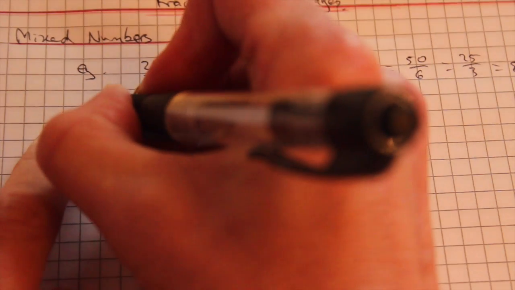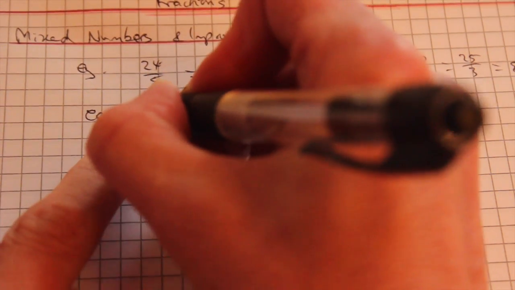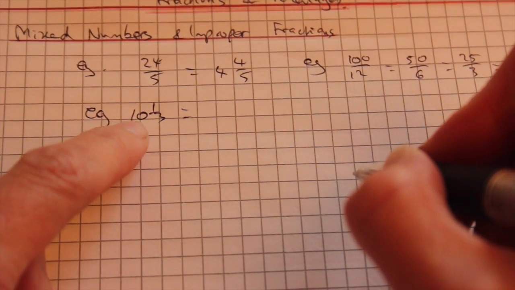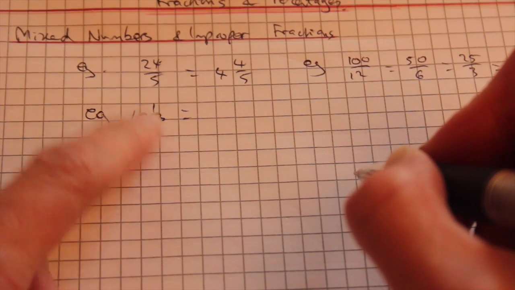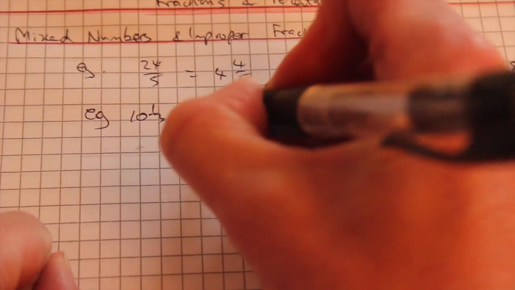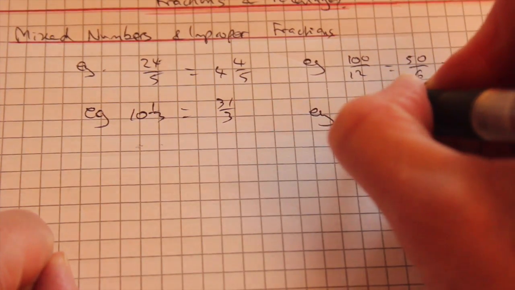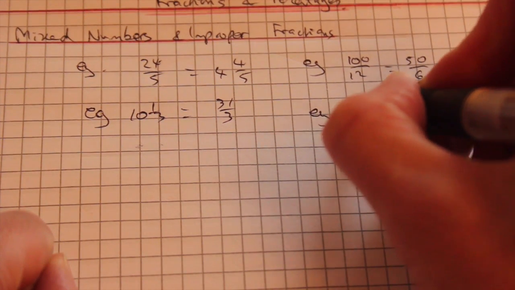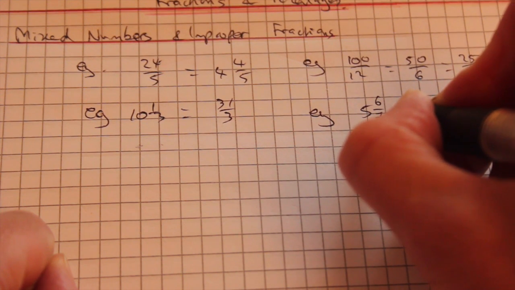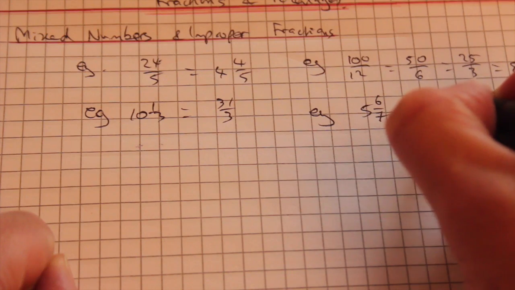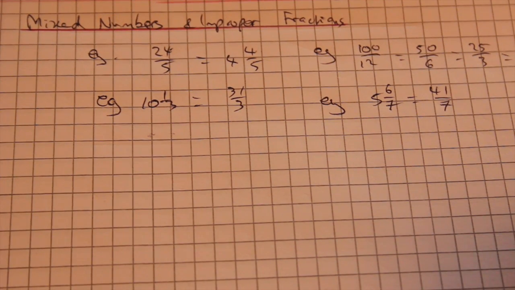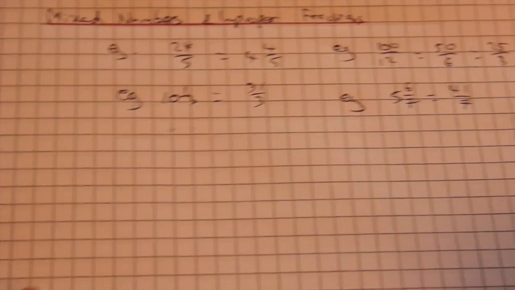I'm now going to do it the other way around. If I had a mixed number, how do I turn it into an improper fraction? Those are the ones where you go the number times the bottom, add the top. So 10 times 3 is 30, add 1, 31 over 3. And we'll just check that again over here. 5 and 6 sevenths. So it's 5 times 7 is 35, 35 add 6 is 41. So that's your mixed numbers and improper fractions.